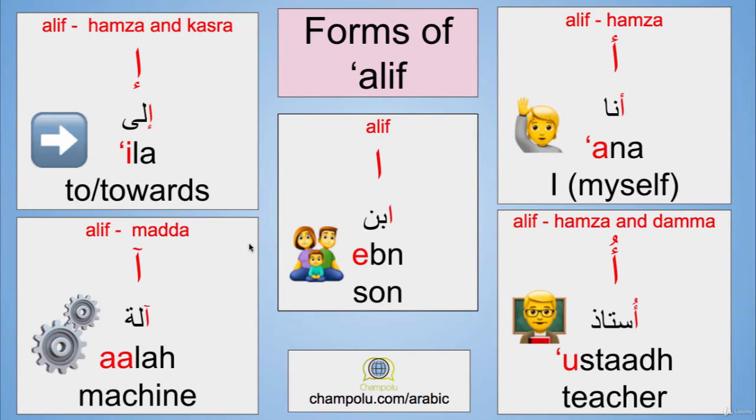Another variation of the characters that can be placed above the alif is with what is known as madda, which is more of an extended form of alif. So it sounds as a. And here we have an example of the word ala, which means machine. So these are the forms of alif when combined with other characters, namely hamza, madda, and diacritics.